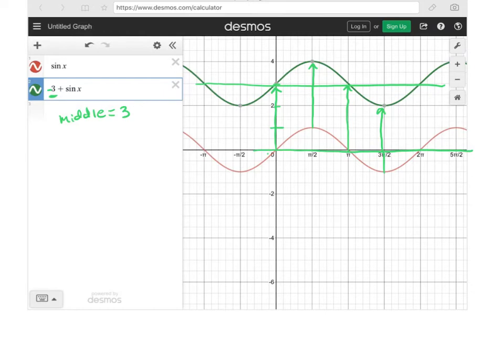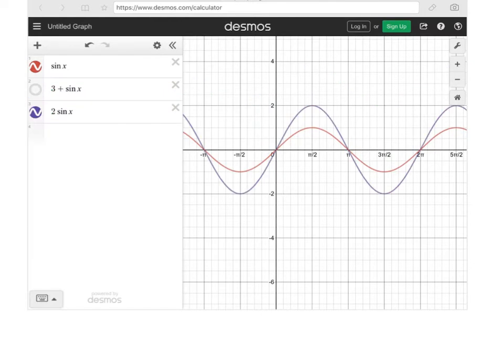If this were a negative number out in front of the 3, that would just move it down 3 units instead of moving it up 3 units. So that would be the difference between the negative and positive. But that number there tells you the middle. In this case, the middle is 3.